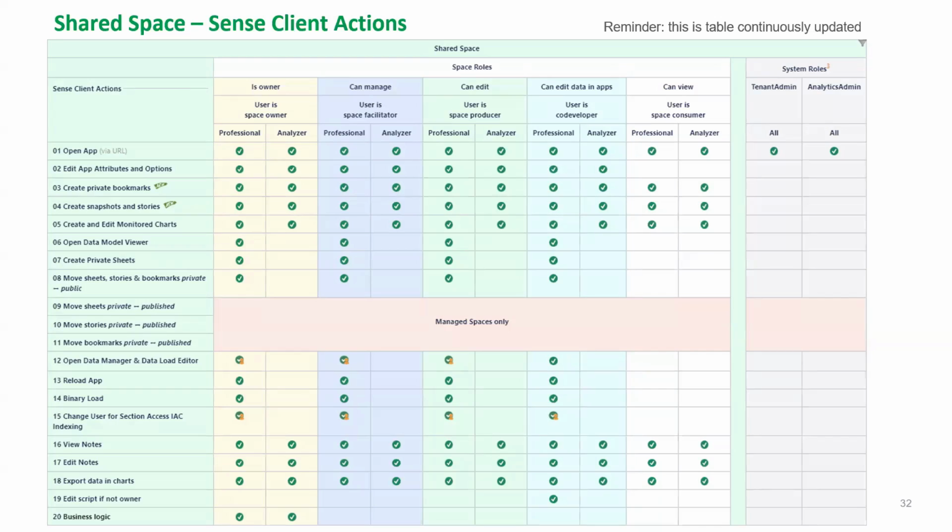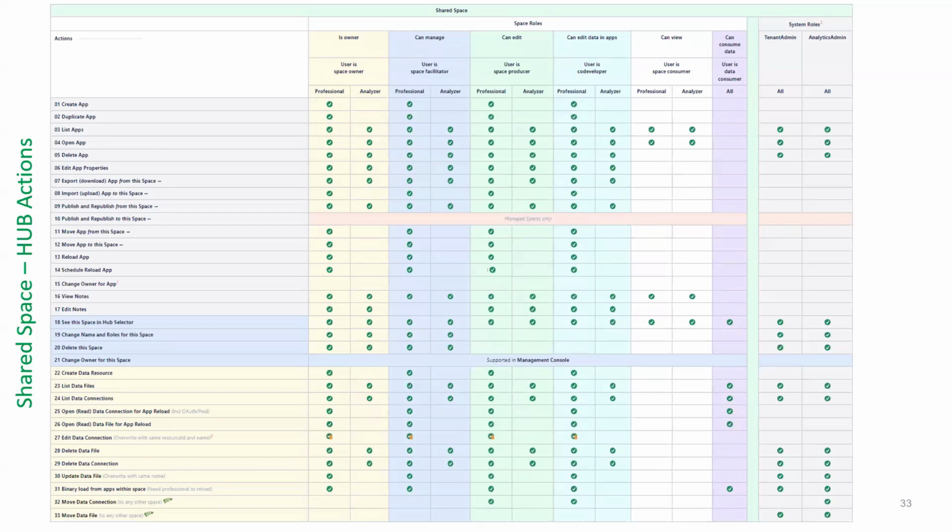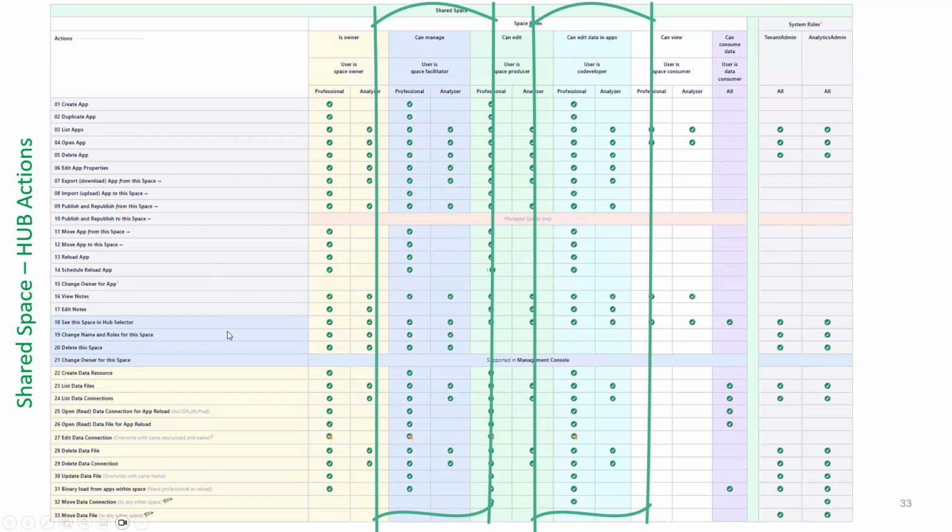Right. Yeah. What's the difference between can manage and can edit? That's a very interesting point. Good question, Troy. The reason is not related to what you can do inside the apps. It's about what you can do inside the shared space. Okay, so this is a different chart, but related to spaces. Right. And basically, the main difference are this one, change naming roles for this space, delete the space, and move data connections.